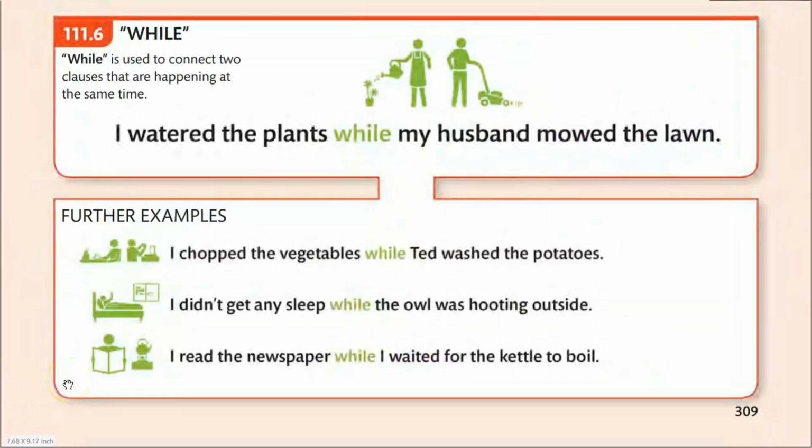The last one is while. While is used to connect two clauses that are happening at the same time. Take note. I watered the plant while my husband mowed the lawn. You can see I am watching the husband here. I chopped the vegetables while Ted washed the potatoes. I didn't get any sleep while the owl was hooting outside. I read the newspaper while I waited for the kettle to boil. Please take note of that.